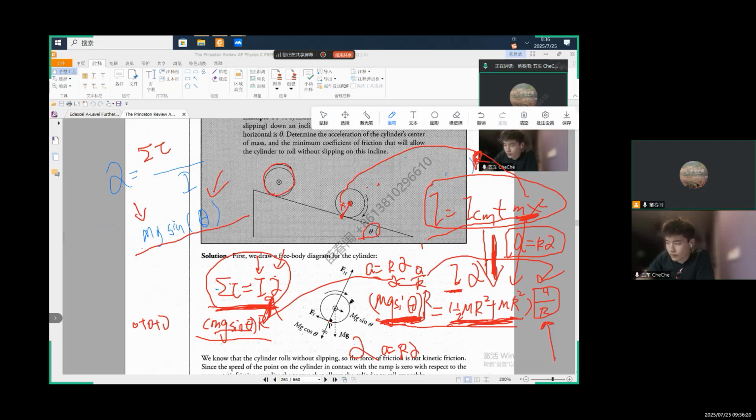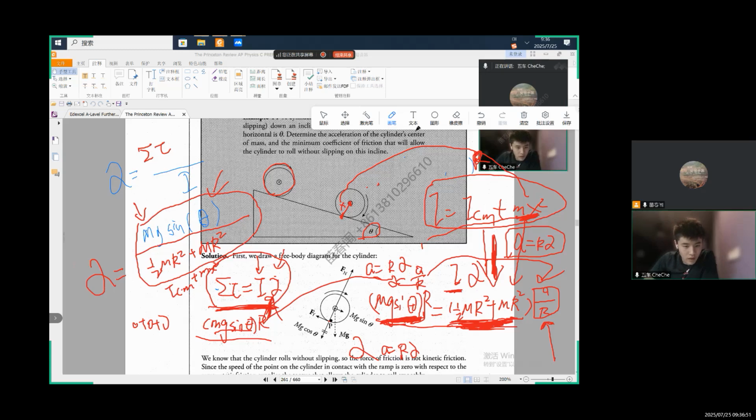And then divided by I, which is this one, right? By the parallel axis theorem, 1 over 2 m r squared. This is my I center of the mass, plus my mx squared, which is mass times r squared. So that'll be my alpha then, right? Yes.